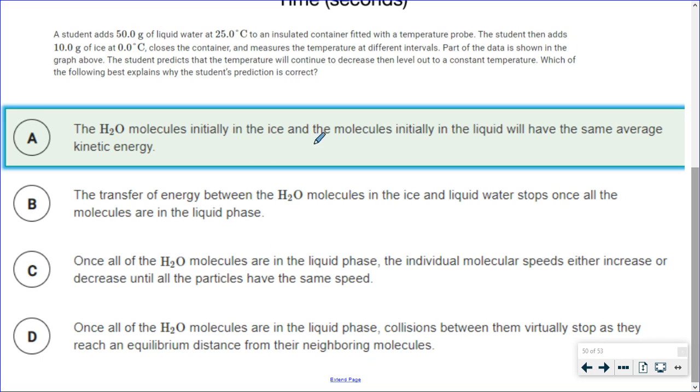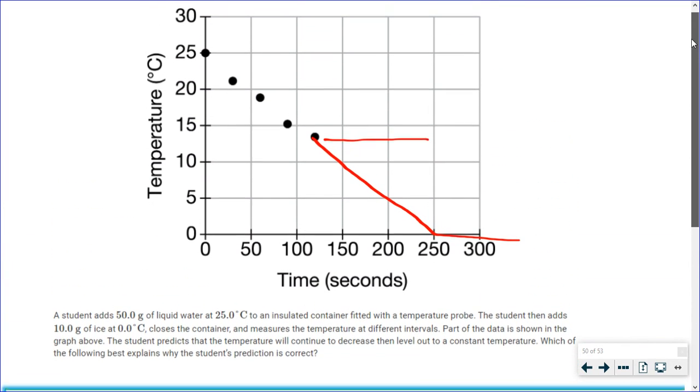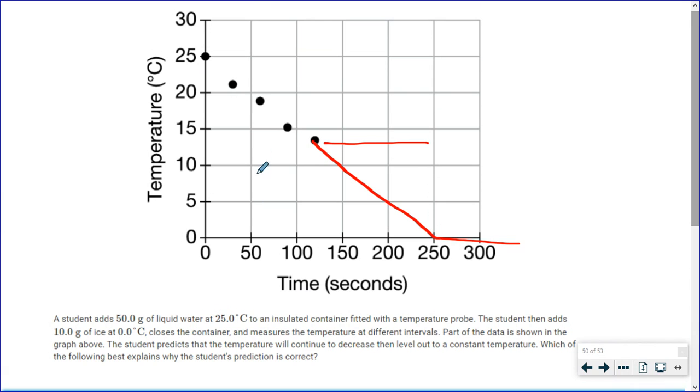The molecules initially in the ice and the molecules initially in liquid have the same average kinetic energy. Let me see here. I think I misinterpreted this one. A student adds 50 grams of liquid water at 25 degrees Celsius to an insulated container. A student then adds 10 grams of ice. And then they're going to reach equilibrium. So they're going to reach equilibrium somewhere in between.